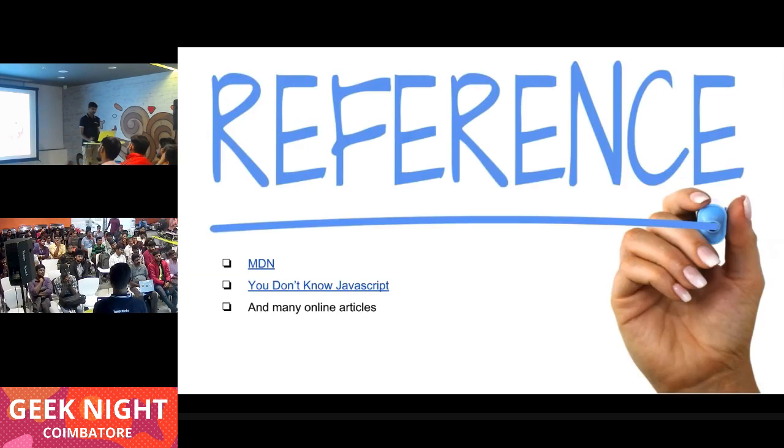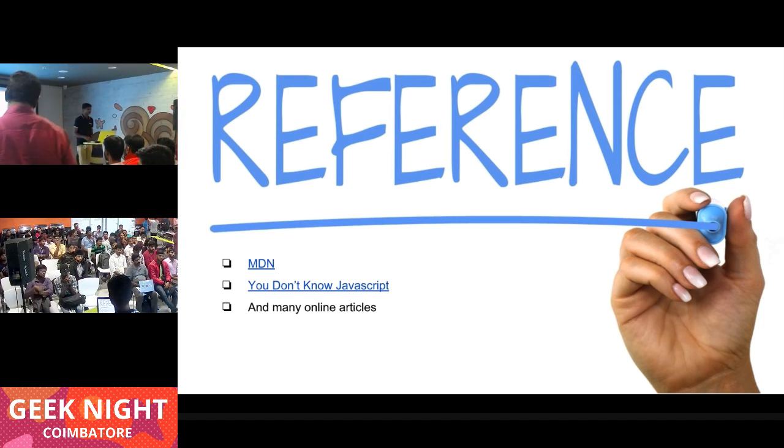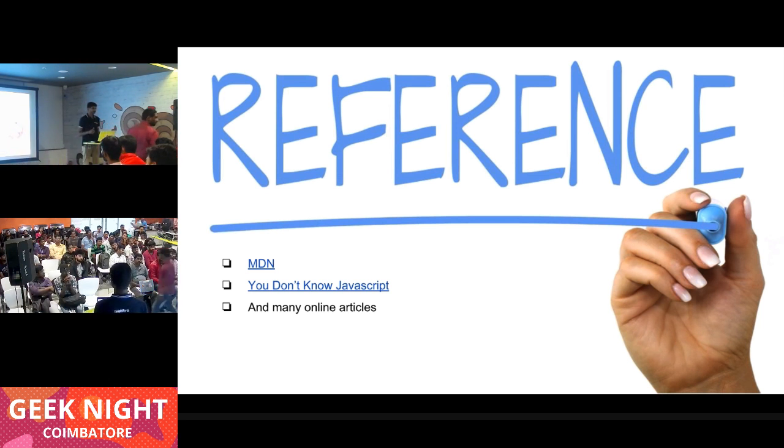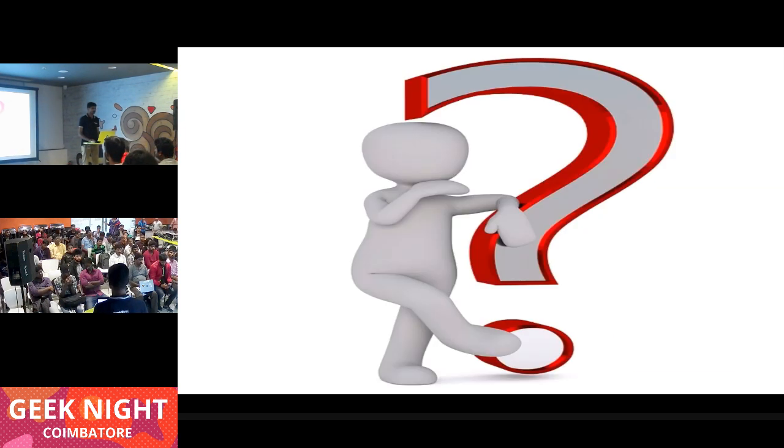So these are the references I have used. Normally we have MDN, which is massive documentation where you can go and refer to any topic. And there is another resource, a free book series available on GitHub, written by Kyle Simpson, called You Don't Know JavaScript. It's not a single book, it has a lot of books and so many articles. And that's it. Any questions?